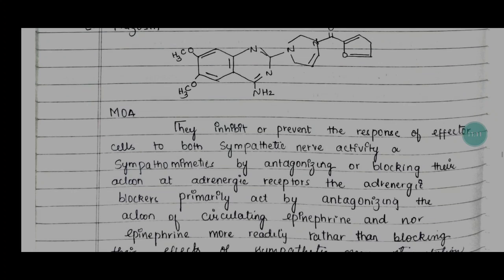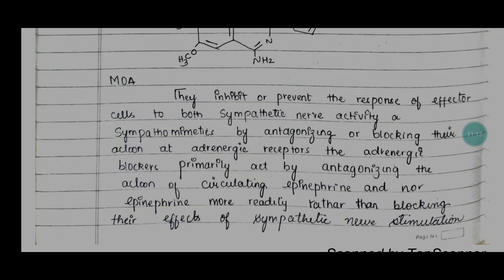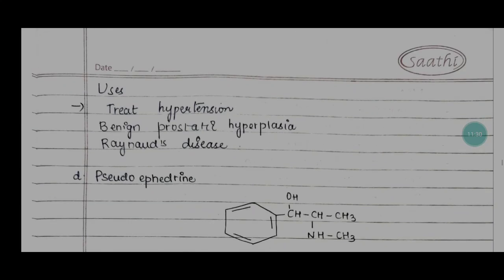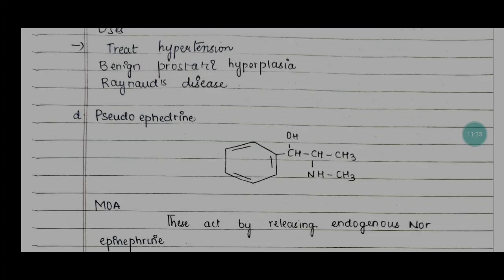so both sympathetic nerve and sympathomimetic, by antagonizing or blocking, where the antagonizing action of circulating epinephrine or norepinephrine is more readily seen rather than the blocking of their effects on sympathetic nerve stimulation. And uses: it is used in the treatment of hypertension, it is used in benign prostate hyperplasia, and it is also used in the treatment of Raynaud's disease.